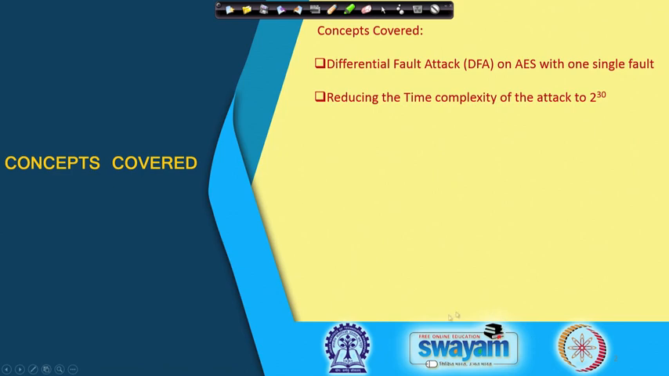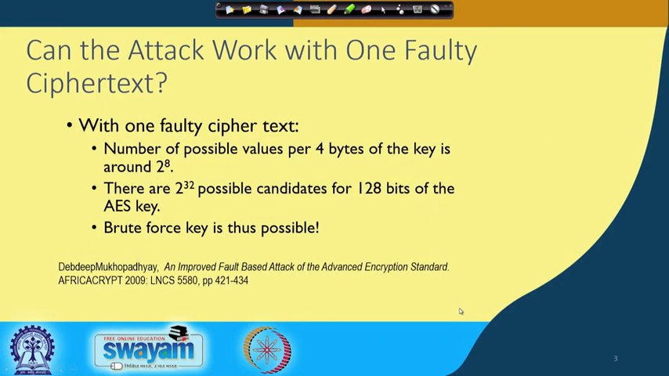It is significantly faster. So, the question is, can the attack that we have seen work with one single faulty cipher text? We have seen already that this is a summary, and even then, with 2 power of 32 probably a brute force search is still possible, but we would try to reduce it further.